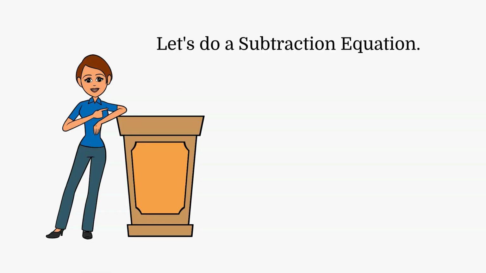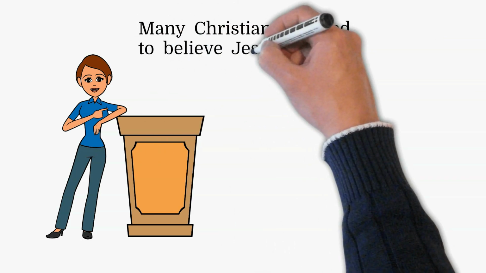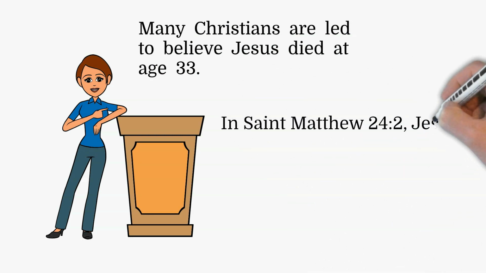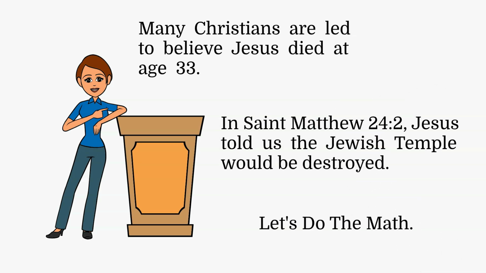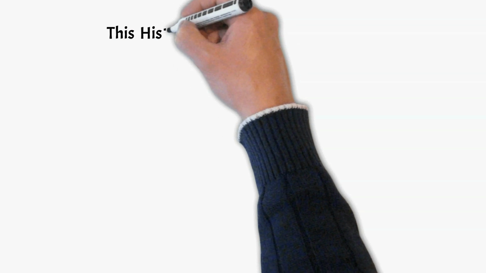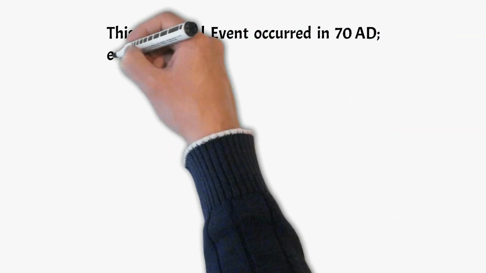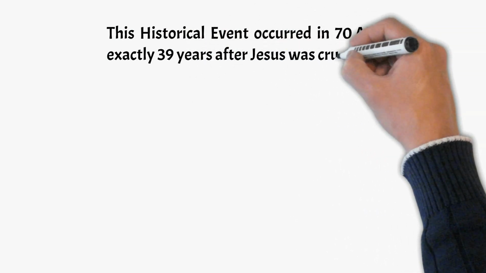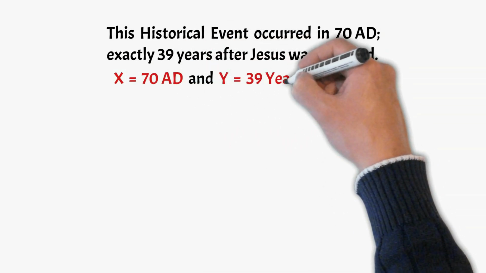Let's do a subtraction equation. Many Christians are led to believe Jesus died when he was 33 years old. In St. Matthew chapter 24 verse 2, Jesus told us the Jewish temple would be destroyed. This historical event occurred in 70 AD. It is also a historical fact. This event occurred exactly 39 years after Jesus was crucified. X equals 70 AD, and Y equals 39 years.